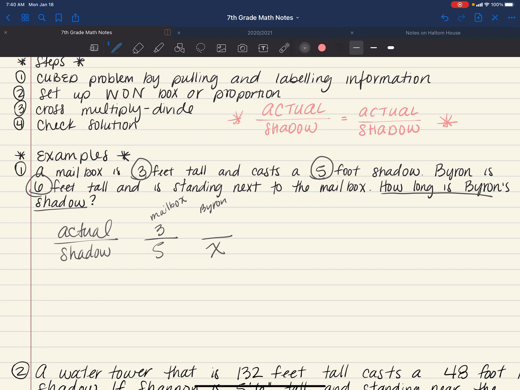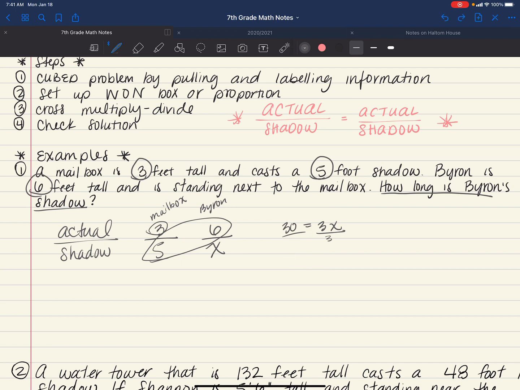So I have mailbox is 3 feet over the shadow of the mailbox, 5 feet. I have Byron's actual height of 6 feet over the shadow height of Byron, which I don't know. So I have 3 over 5 equals 6 over x. I can, in this case, cross multiply and divide, which should come out to 30 equals 3x. And then we would divide. x equals 10. But I also want to show you guys scaling.